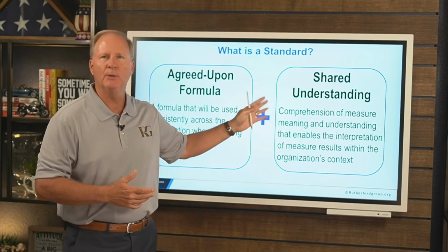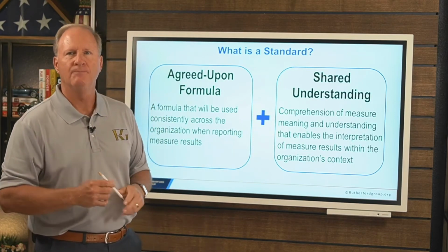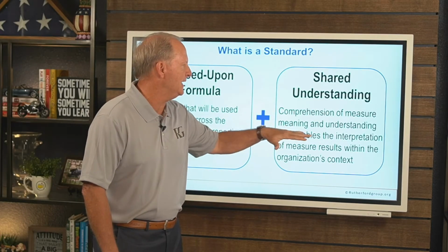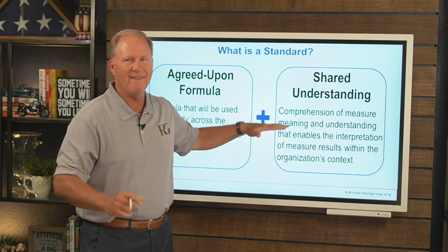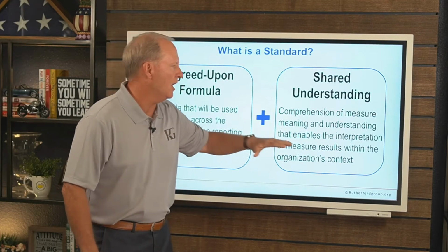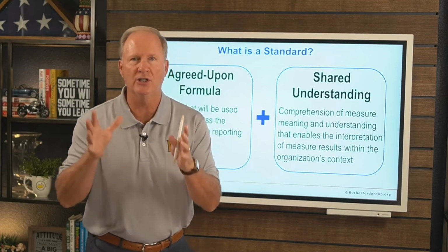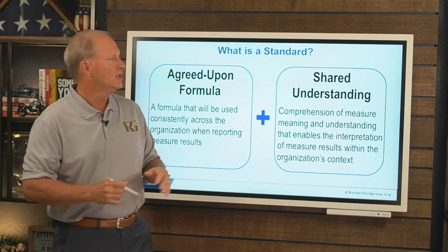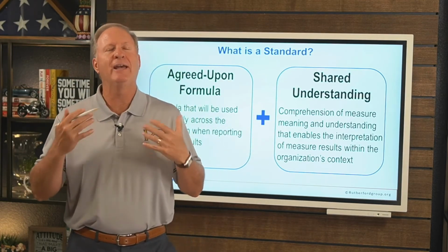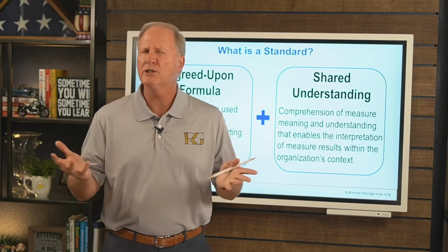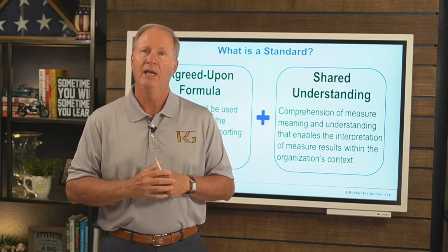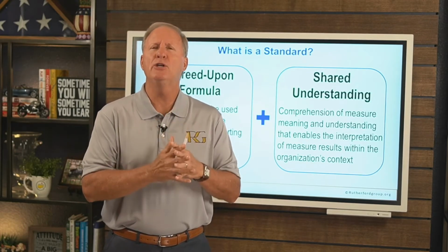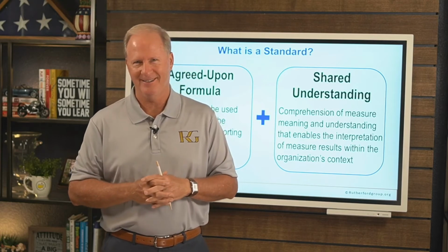The second area that we look at is having a shared understanding. And what does that mean? That's really a comprehension of a measure, its meaning, and understanding, and this is the most important, that enables an interpretation of the results within the organization's context. Not everybody else's, but within the organization's context. Some sample questions this area may address are, number one, what does the measure tell us about our performance? Is our result good? Is it bad? Or is it indifferent? What does the measure not tell us about our performance?